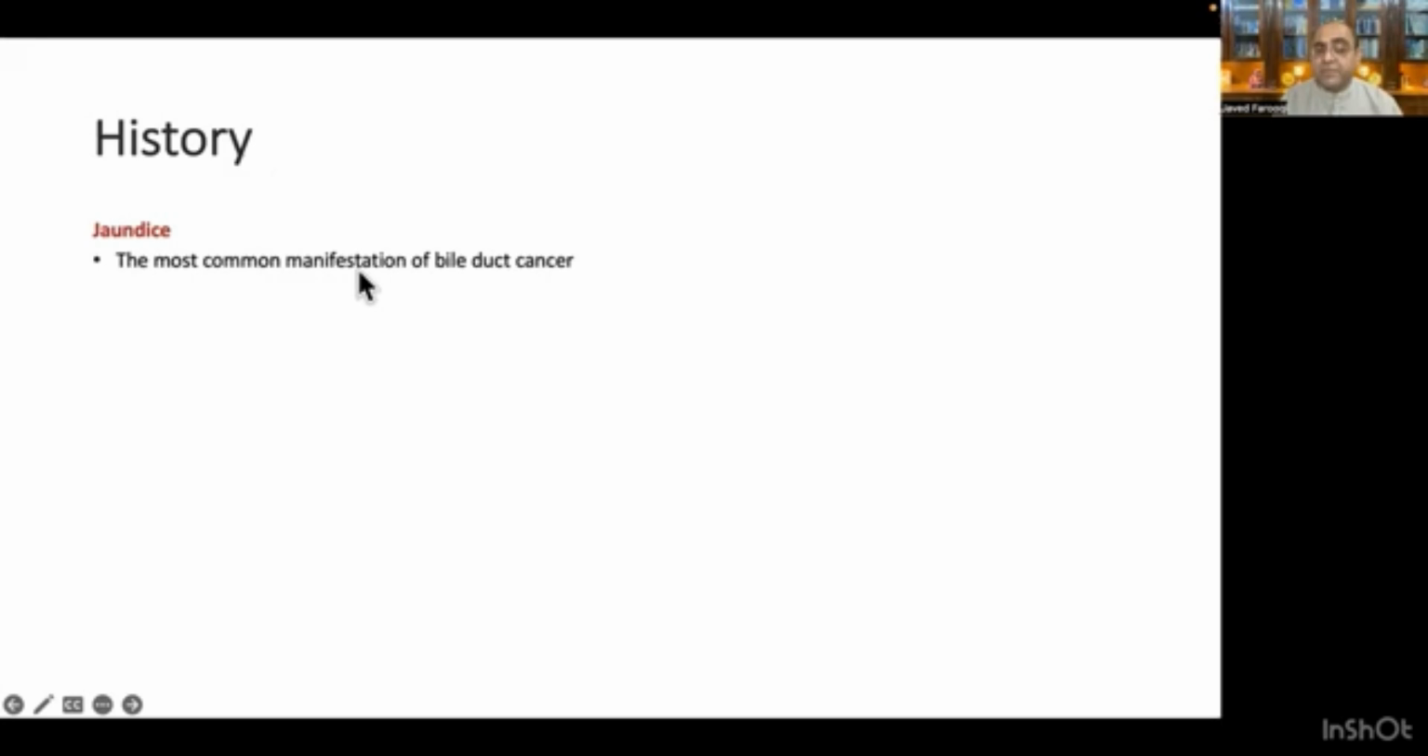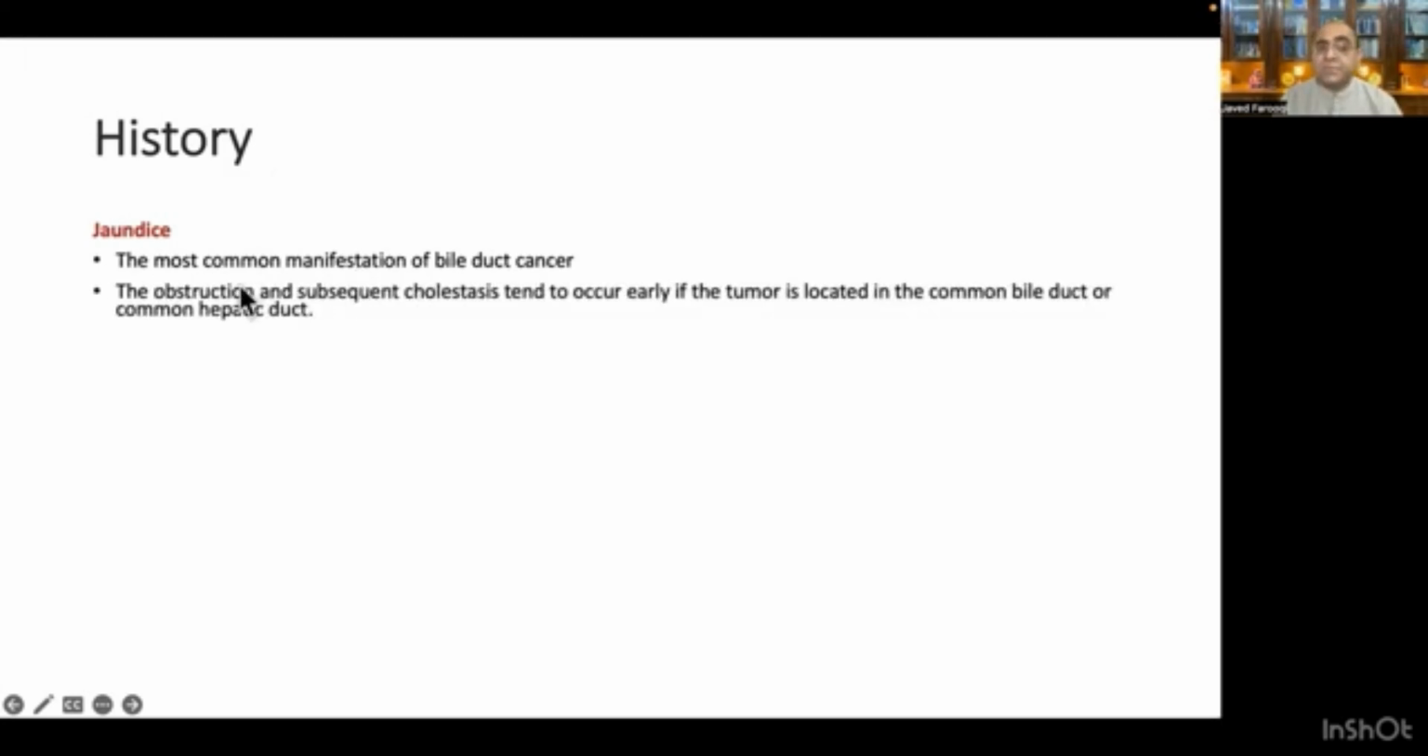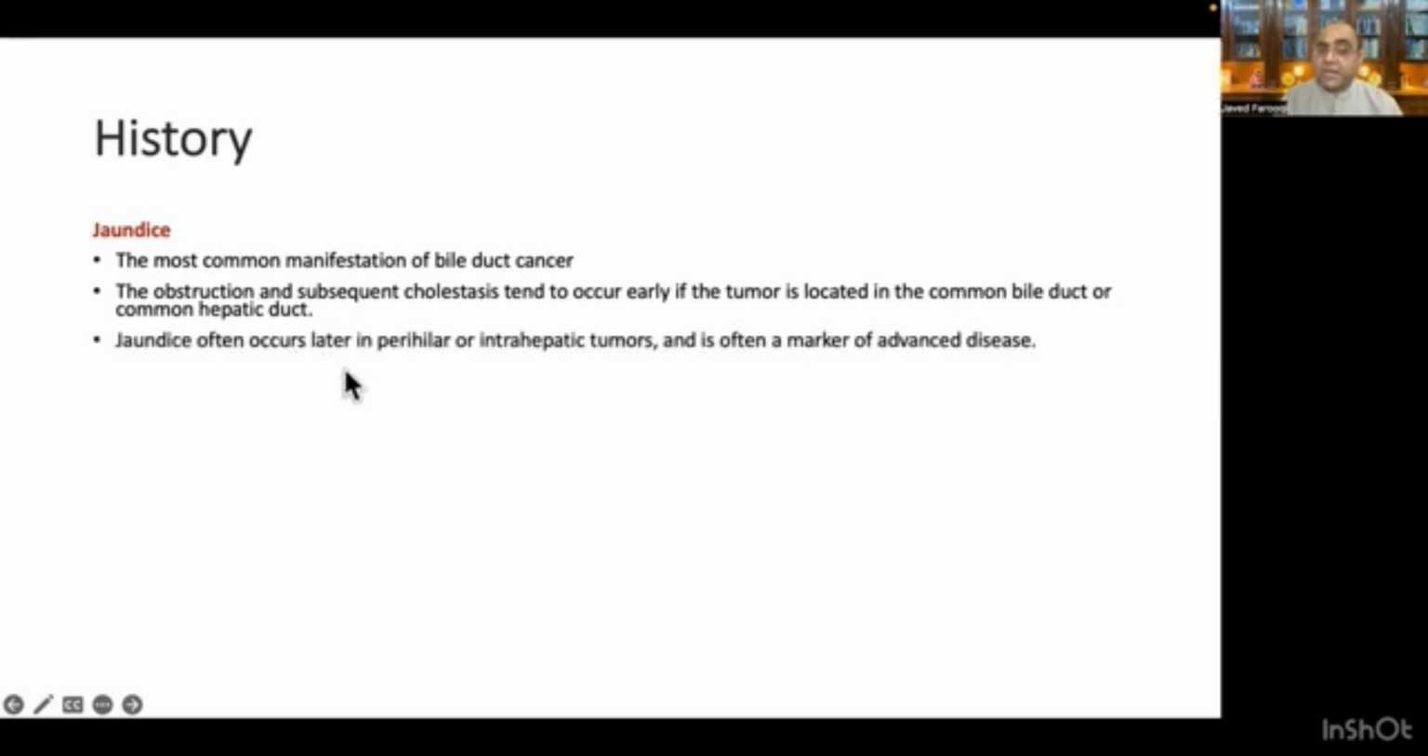The most common manifestation of bile duct cancer is jaundice. The obstruction and subsequent cholestasis tend to occur early if the tumor is located in the common bile duct or common hepatic duct. Jaundice often occurs later in perihilar or intrahepatic tumors and is often a marker of advanced disease. The excess of conjugated bilirubin is associated with bilirubinuria and acholic stools.